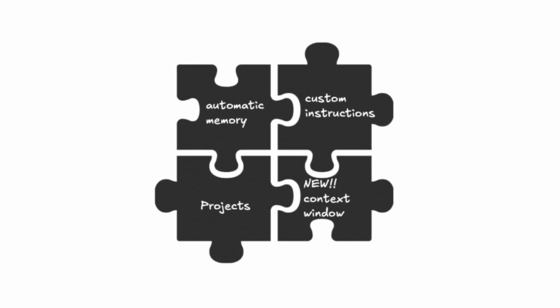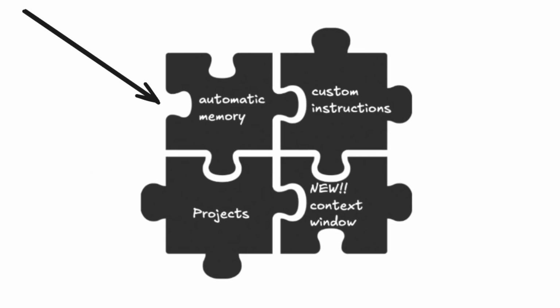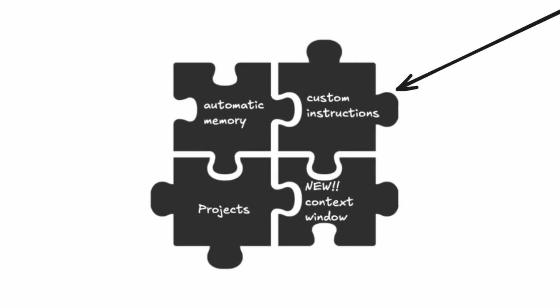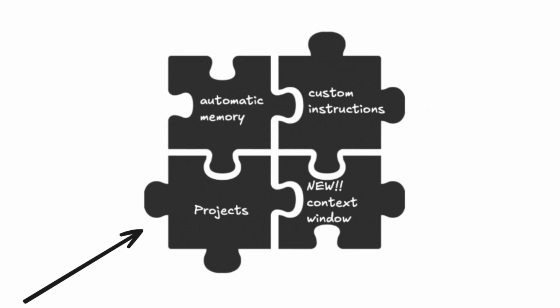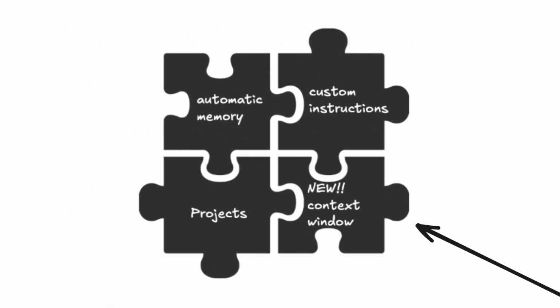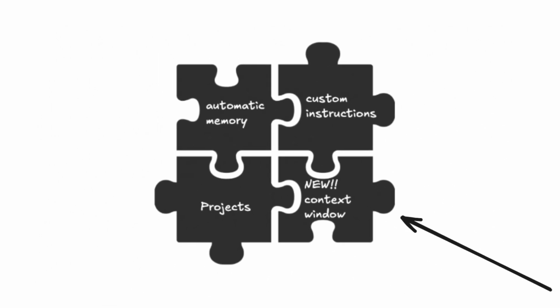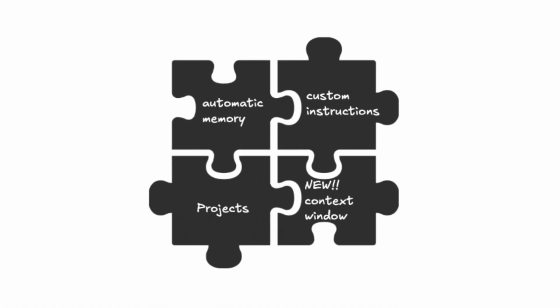And that's all. So now you've got the whole map. What it remembers about you on its own, what you can tell it to remember about you directly, what a project holds on to for a bigger body of work, and now what's just happening in the conversation right in front of you right now. 4 pieces. You already knew 3 of them, now you've got all 4.